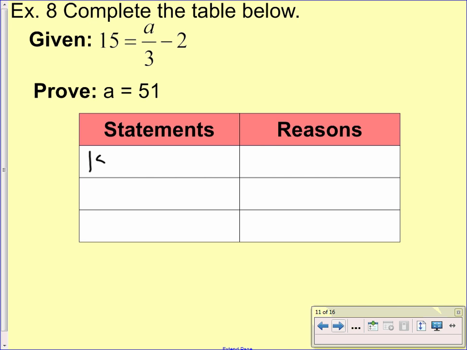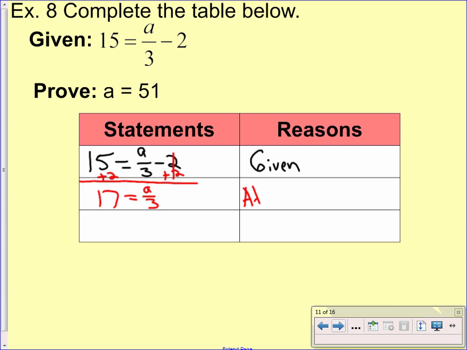You rewrite the problem. 15 equals a over 3 minus 2. And your first reason is always given. And then you can start working it out. So I need to add 2 to both sides. So 17 equals a over 3. And my reason for that step is what I did above it. I did addition property of equality.